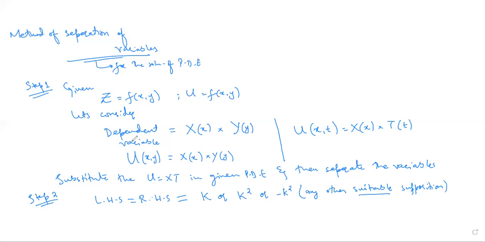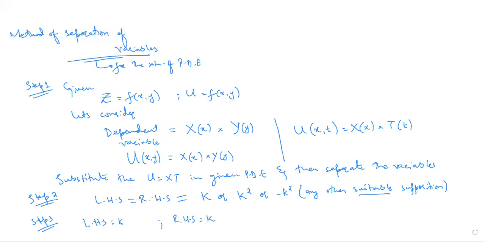This is the second step. You have to consider it equal to k or k square or minus k square. That we'll discuss later in an example: what will be the suitable supposition for your particular case? But in step number 3, you can split the above equation as the left hand side equals k, or k square, or minus k square, or else the right hand side equals k.